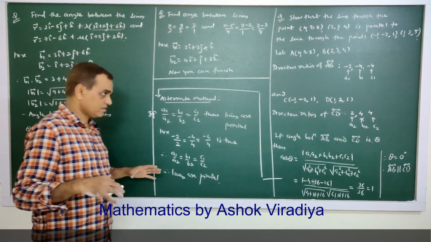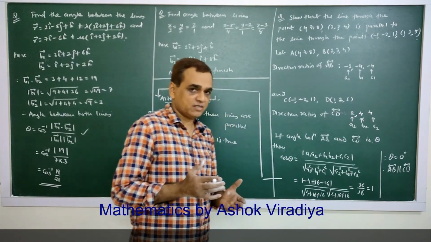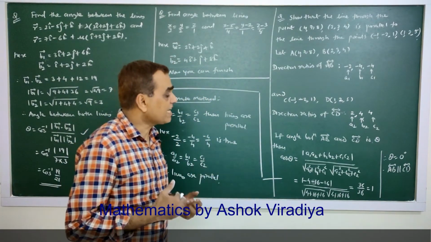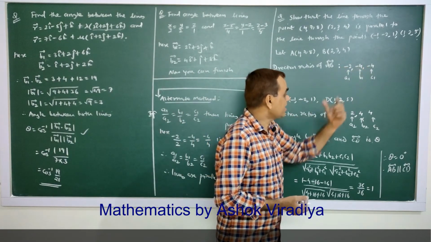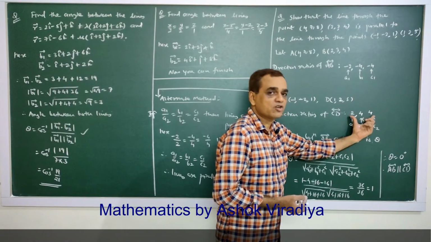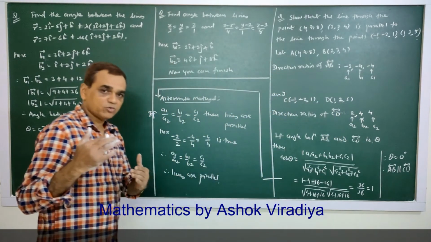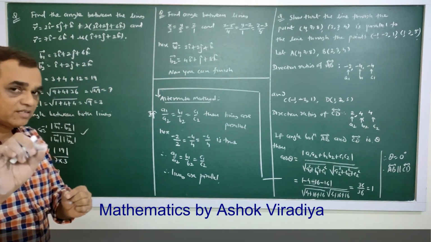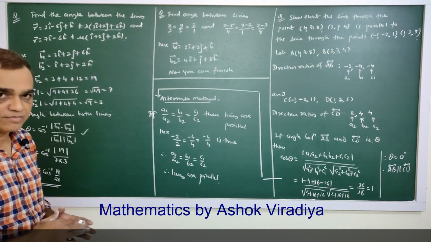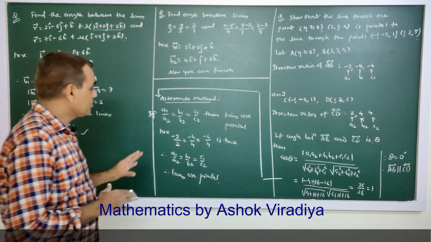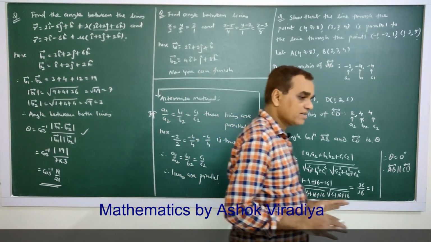One more method. If we take the cross product of vector B1, obtained by these three numbers, and vector B2, the second vector obtained by these three numbers, and if B1 cross B2 is the 0 vector, then also lines are parallel. So this is a short way to show lines are parallel.